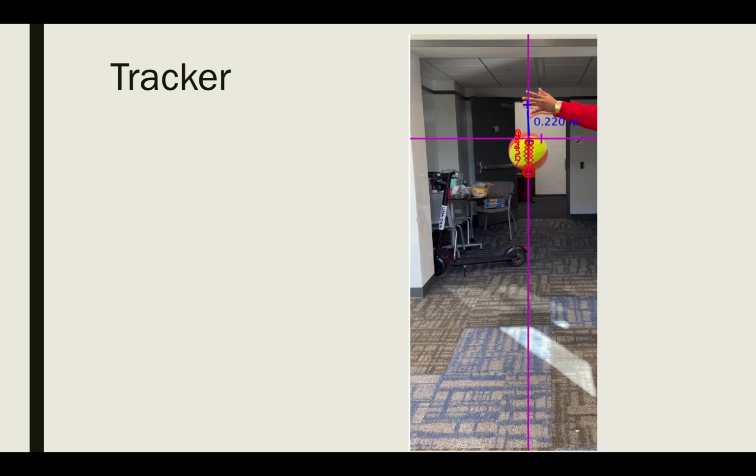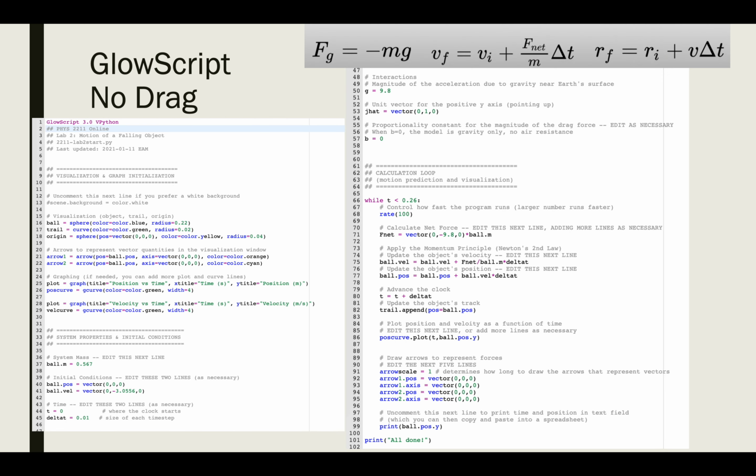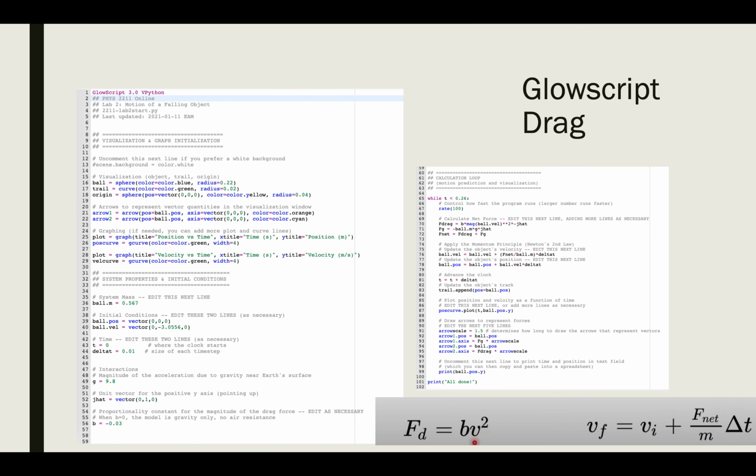When I recreated this in GlowScript without drag, I made the proportionality constant 0. Then I changed the time span, ball position, and ball velocity equations in order to make sure that it was taking into account that the forces were non-constant. Then I redid the code and took drag into account.